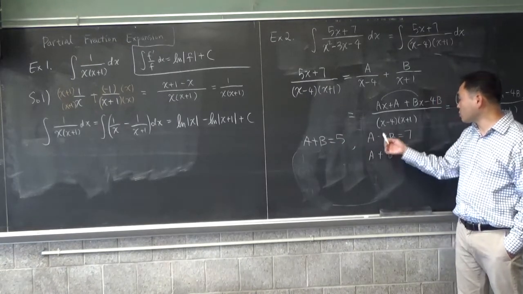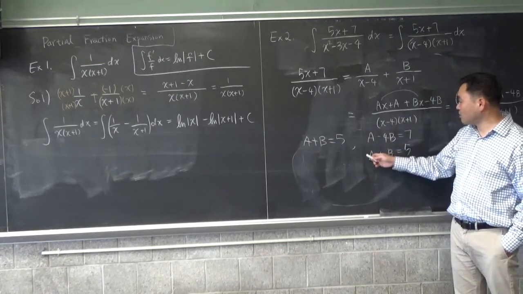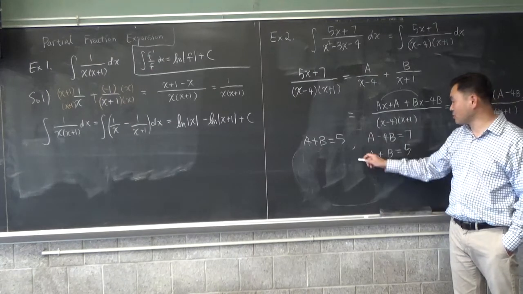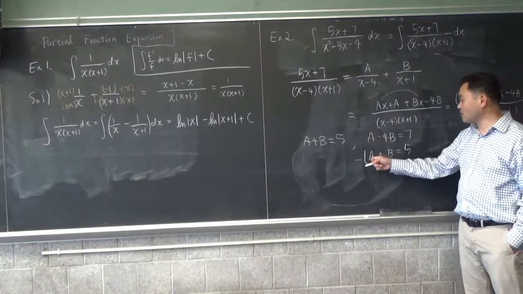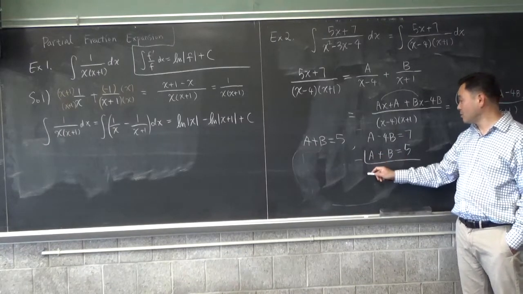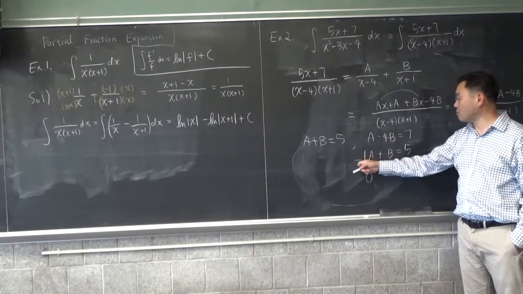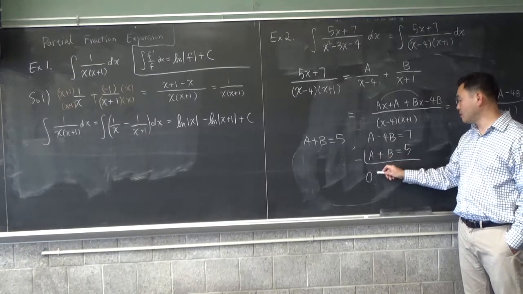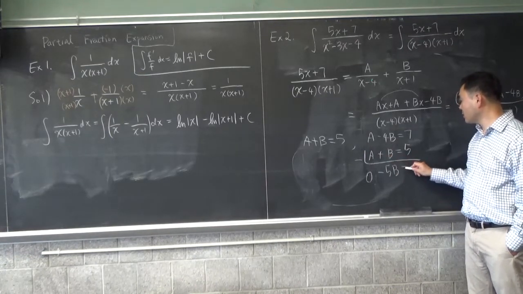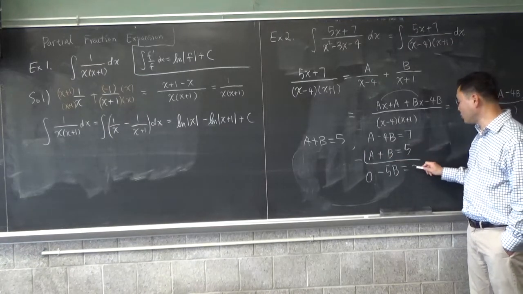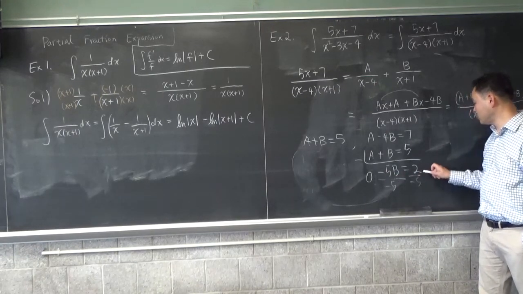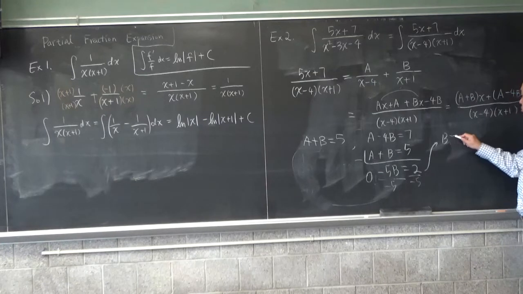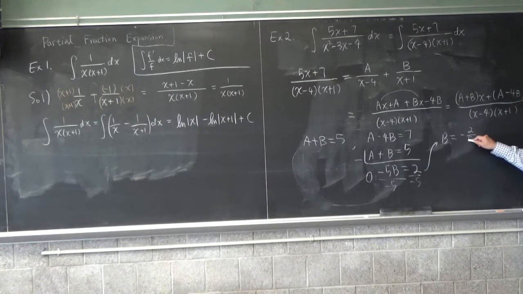Or you can just write it like this and observe that you have a here, so you can just cancel by subtracting both sides, right? So a minus a is 0. Negative 4b minus b is negative 5b. 7 minus 5 is 2. Dividing both sides by negative 5 gives you b equals negative 2 over 5.